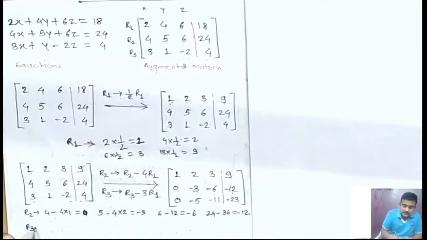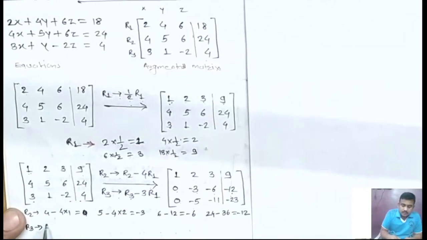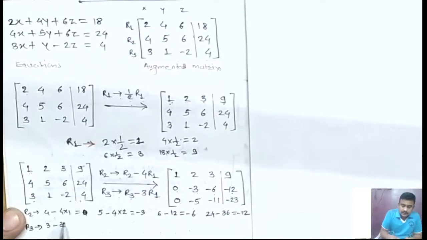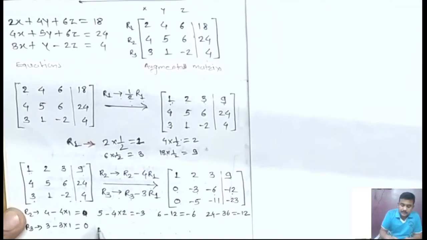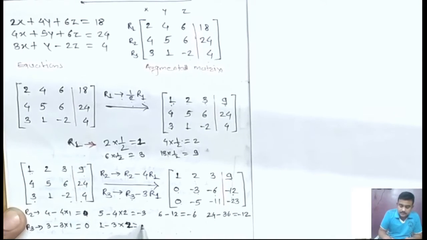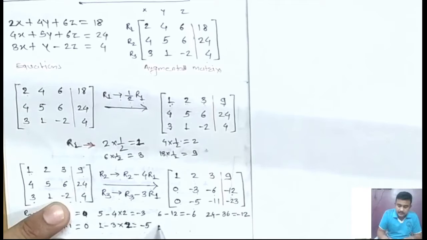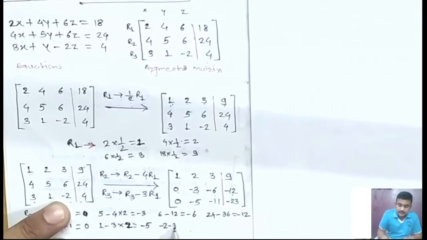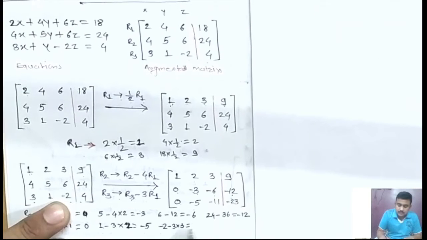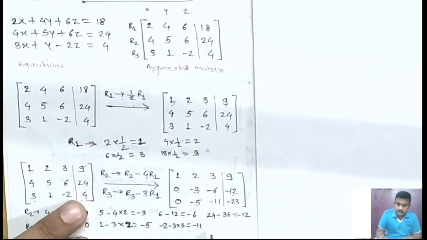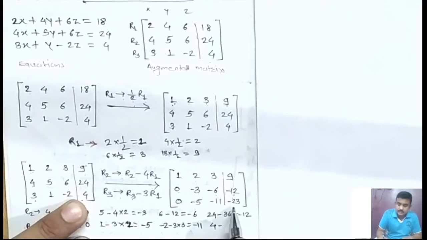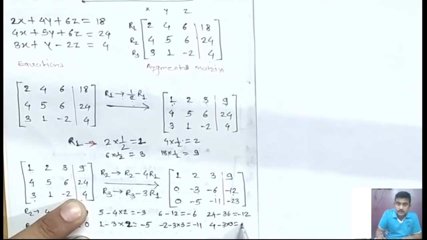Now row 3 changes. Row 3, 3 minus 3 into row 1, that is 1 equals to 0. Again 1 minus 3 into 2, 6, that is 1 minus 6 equals to minus 5. Now row 3, that is minus 2 minus 3 into 3 equals to minus 11. Now row 3, 4 minus 3 into 9 equals to minus 23.